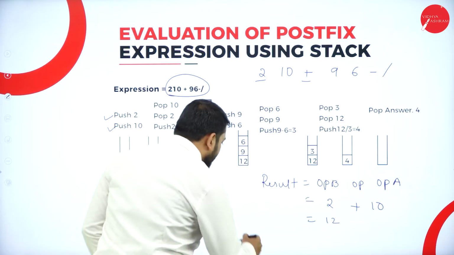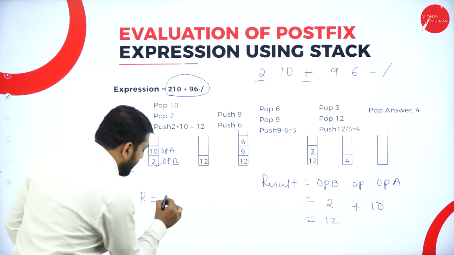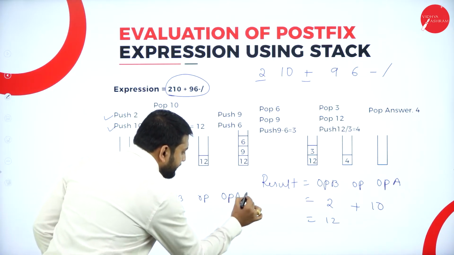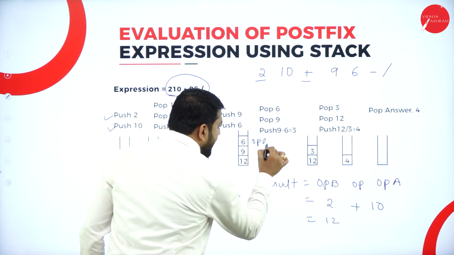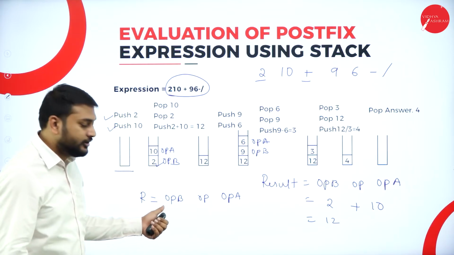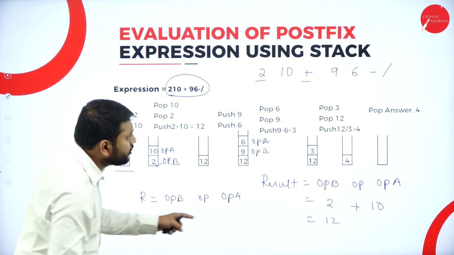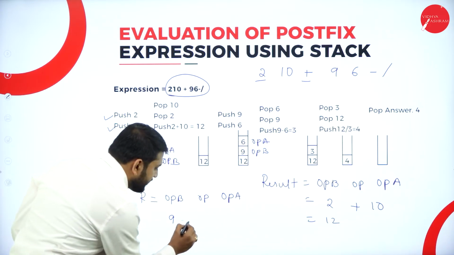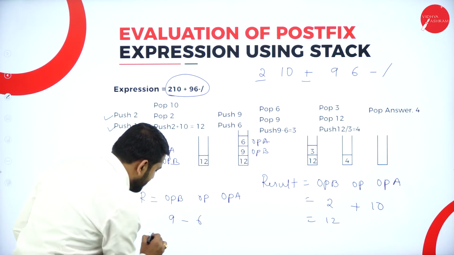Observe here. I will write the formula. Let me just write the result as R. So what is the formula? Operand B, operator, and then operand A. Now the top of the stack should be operand A, and this one should be operand B. Correct? Now I will write the values. Operand B in the sense I have 9. What is the operator that you have? You have minus. So you have 9 minus operand A. Operand A in the sense what? 6. So guys, 9 minus 6 is 3.